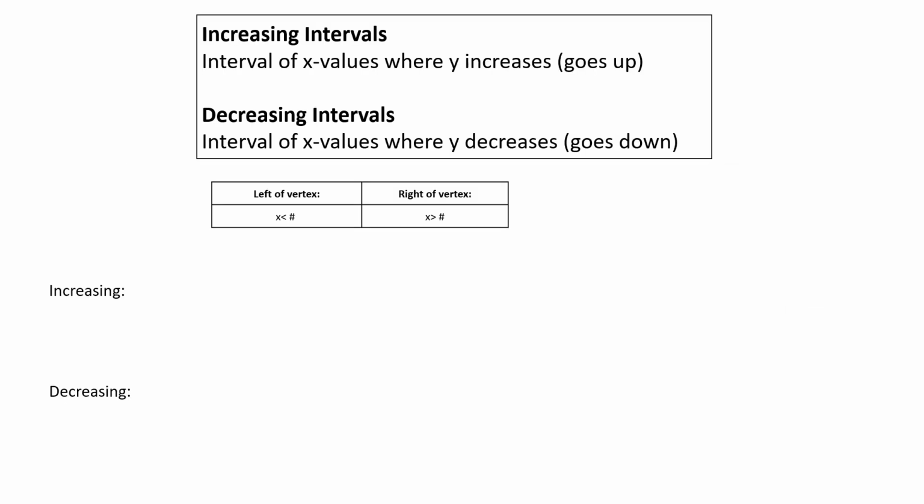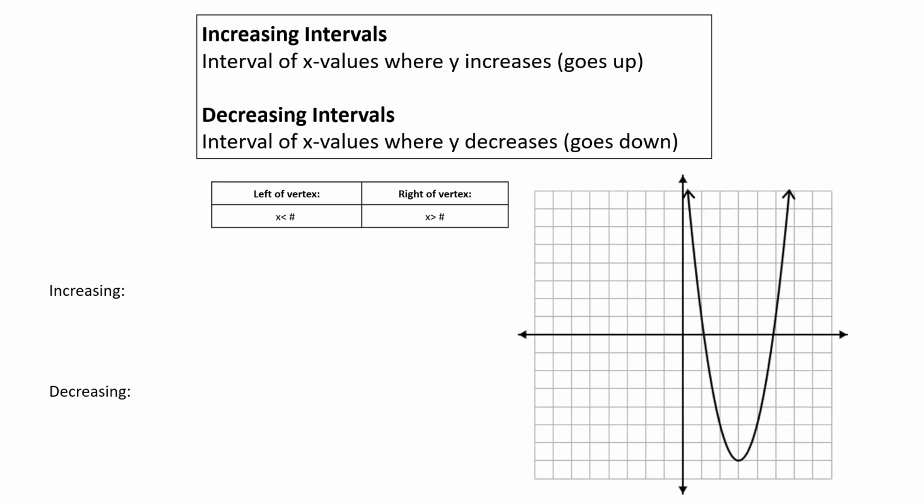The next thing we're going to talk about is increasing and decreasing intervals. So if I'm given a graph, I always think of this like if you're getting on a roller coaster, and you read a graph from left to right just like you read normally. So if I was getting on a roller coaster, if I was getting on here, does my roller coaster first go up or does it go down? Right? So this would be going down. So therefore my decreasing interval is to the left of my vertex.